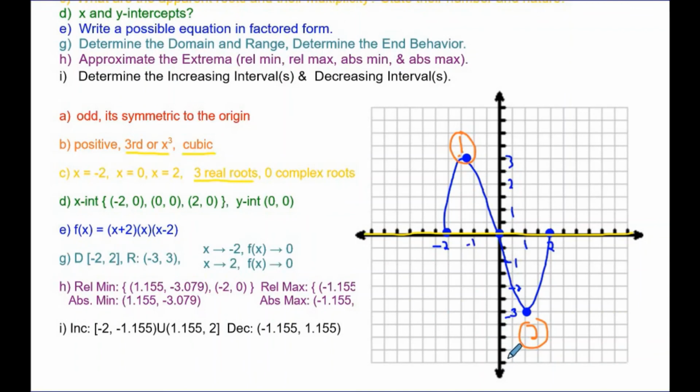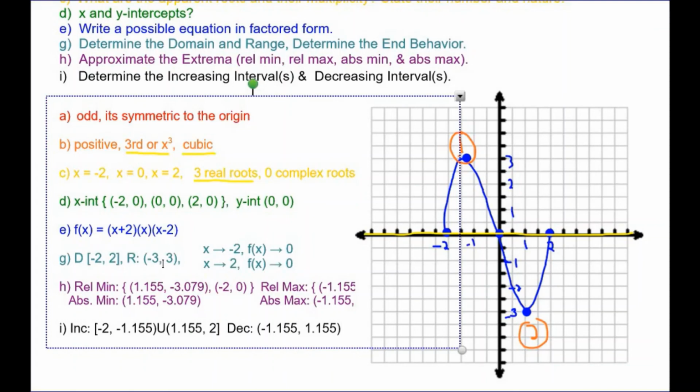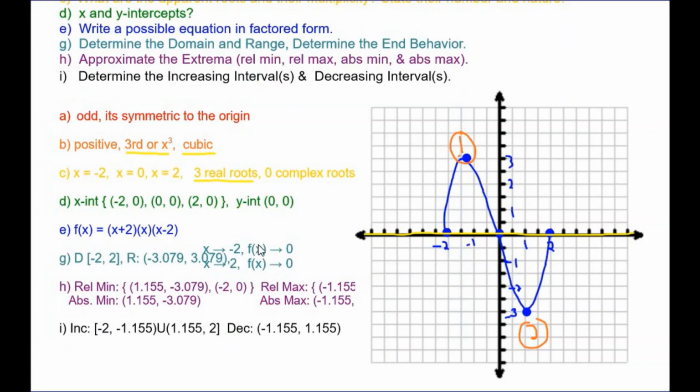The range starts at the bottom, and it's slightly off because it's not -3 to 3, it's actually -3.079. And that's how I would know that a student was having trouble, that they didn't actually look at technology, because they didn't include those decimals. Those decimals needed to be included because they came from the technology.